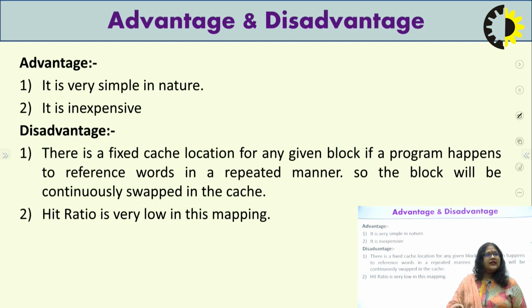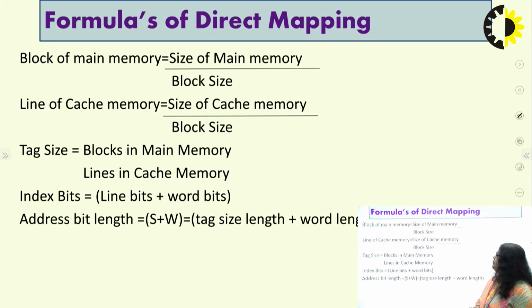It is very simple and inexpensive, and the disadvantage is that there is a fixed cache location. This is the main disadvantage of direct mapping. When we want to transfer a block from main memory to a cache line number, that place is fixed. We don't change the place in the cache memory. So the hit ratio is very low in this mapping because the location is fixed. So these are the advantage and disadvantage of direct mapping.